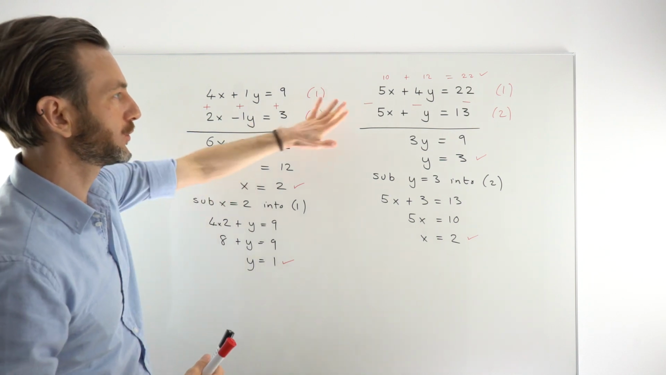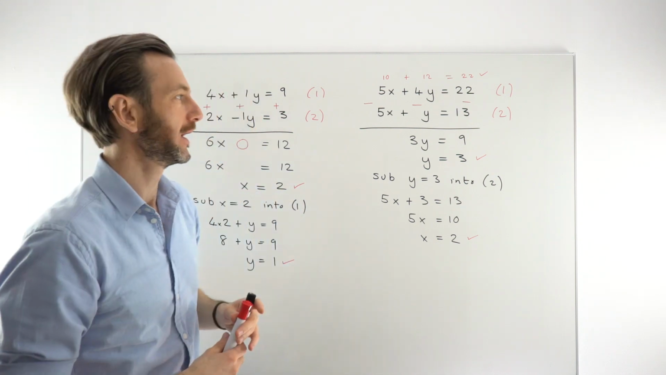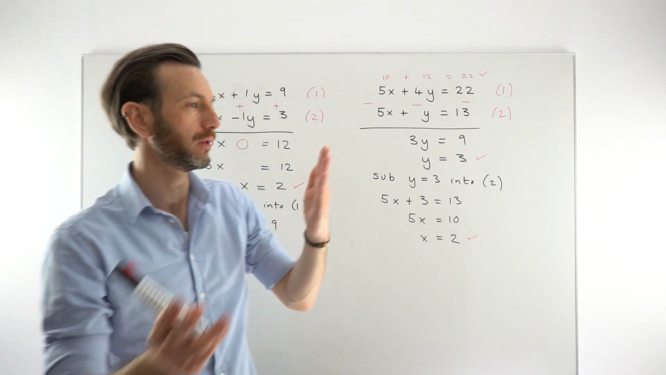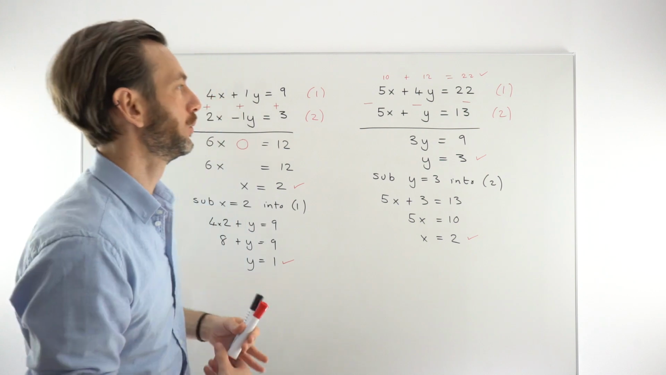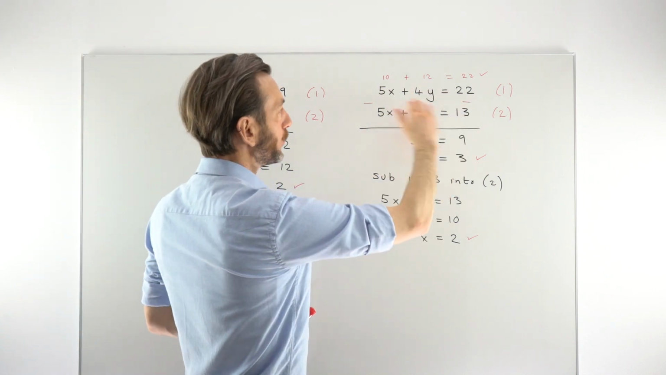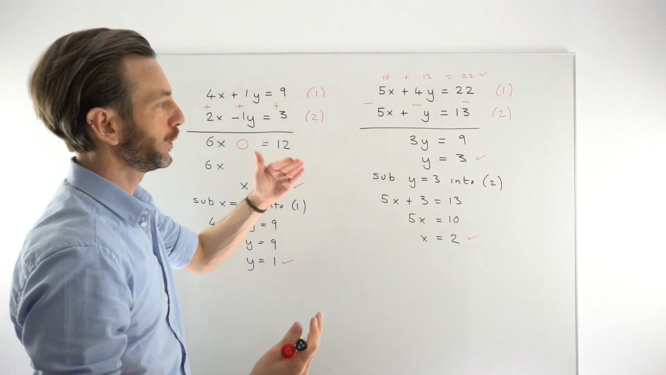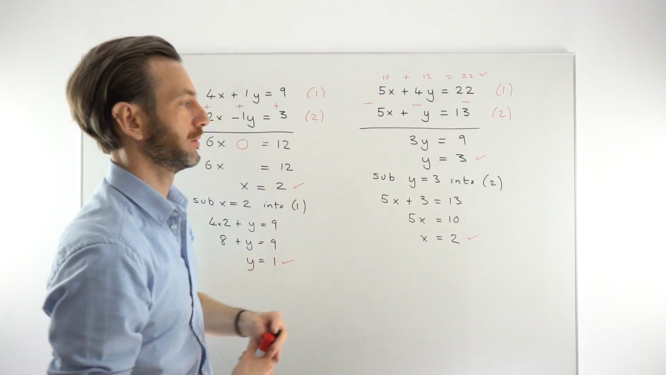Once you've got used to this technique, which does take a little time at first if you've never seen it, then you can move on to the more difficult ones. And in the more difficult ones, we basically need to create 1 or 2 new equations by multiplying the equations to force the variables to match up. Once you've done that, then the rest of the working is going to be the same.